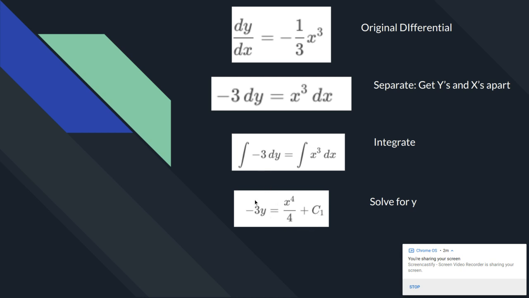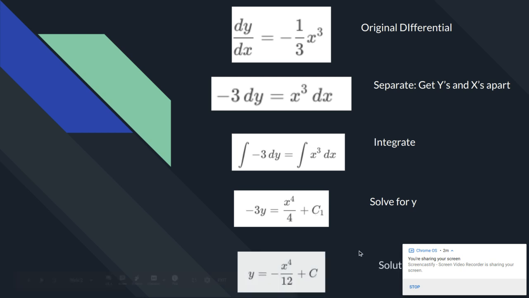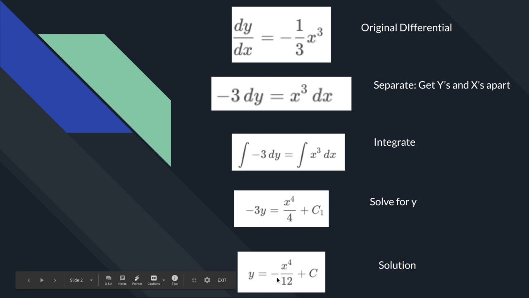All right, so now we just have to go and divide by negative 3. So this is going to become a negative 12, and then this is some constant divided by negative 3, which is still some constant. And that ends up being our solution. y equals negative x to the fourth divided by 12 plus some constant.